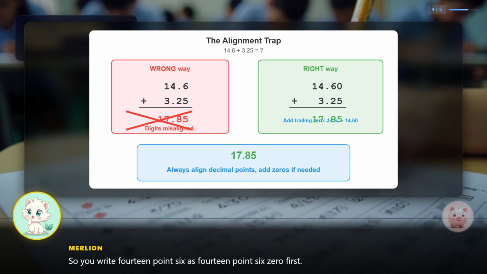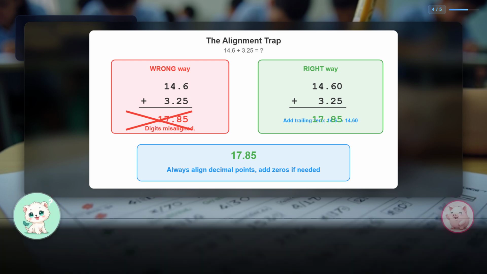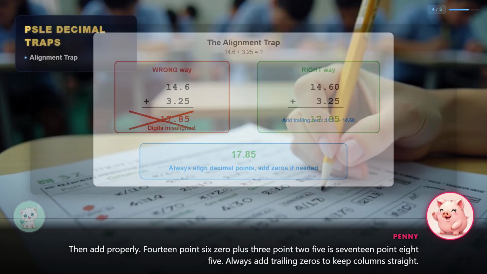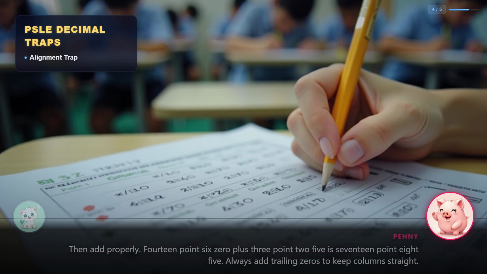So you write 14.6 as 14.60 first? Then add properly. 14.60 plus 3.25 is 17.85. Always add trailing zeros to keep columns straight.